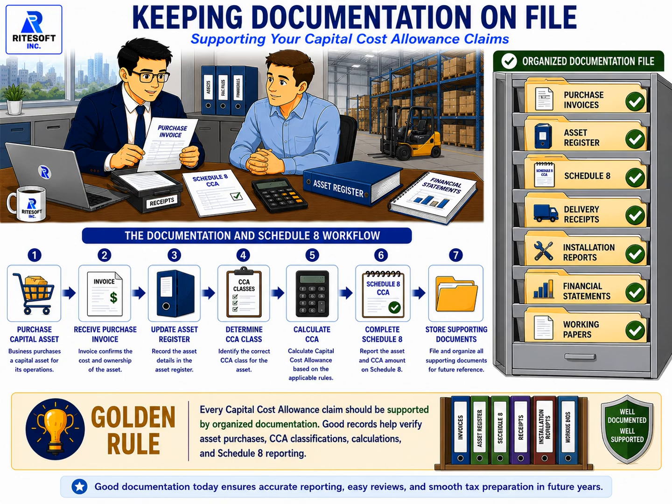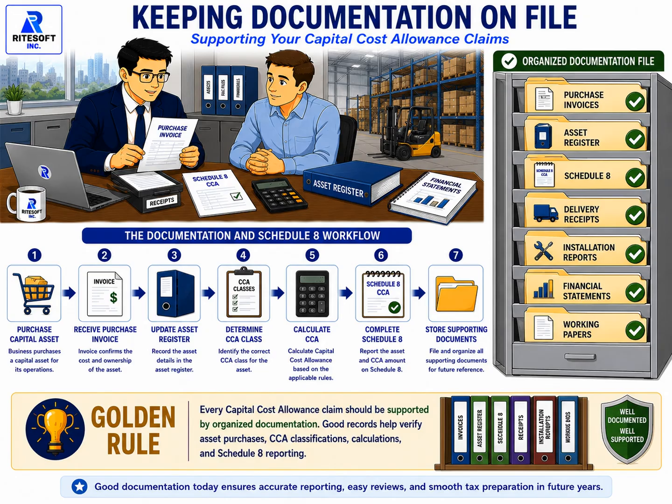Another advantage is efficiency. When records are organized, information can be located quickly, reducing the time required to prepare future tax returns and helping ensure that calculations remain consistent from year to year. The key lesson from this slide is simple. Every capital cost allowance claim should be supported by organized documentation.